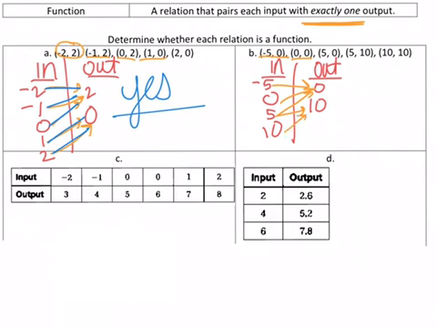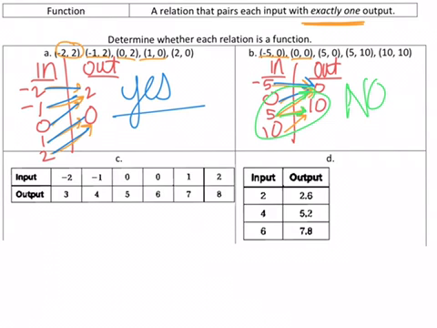Okay, so now I have to see if each input has one output. So my -5 to 0, yes, there's only one arrow coming from it. My 0 to 0 has one arrow. This is where we need to look. My 5 goes to 0 and 10. Because of this case, this is not a function because that input has two outputs. The 5 goes to 0 and 10. So because of that, it is not a function.